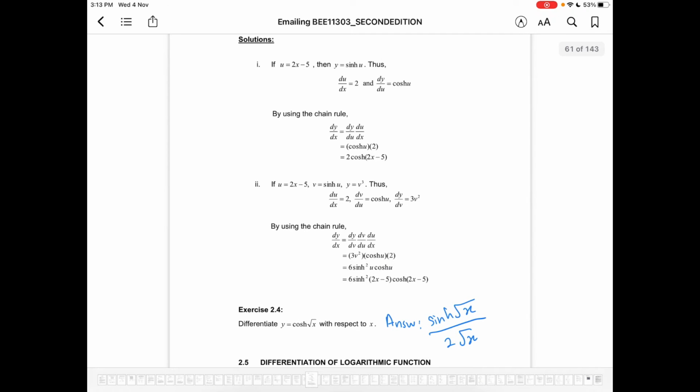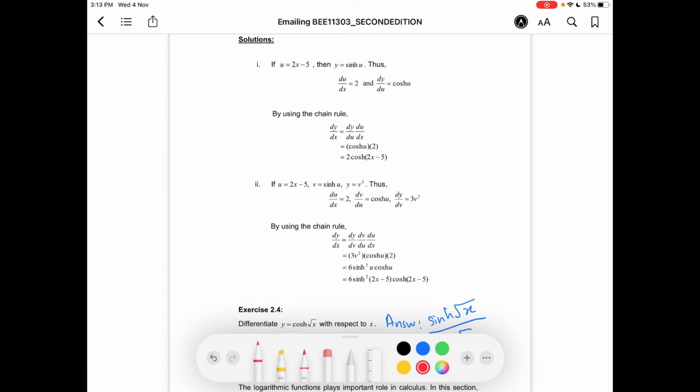Again, here you need to apply the chain rule. To answer the first question, just apply the chain rule. You need to identify which one is u and which one is y, and differentiate accordingly before you can apply the chain rule. This is very simple. Now we go to example 2.